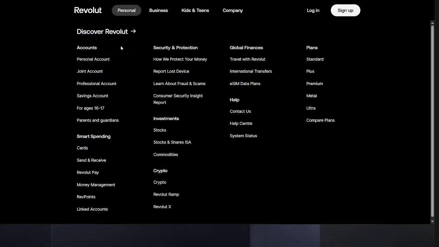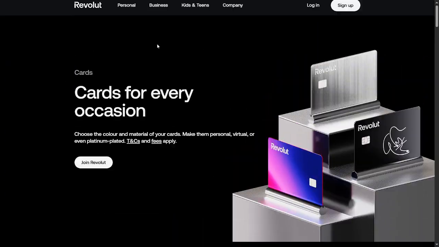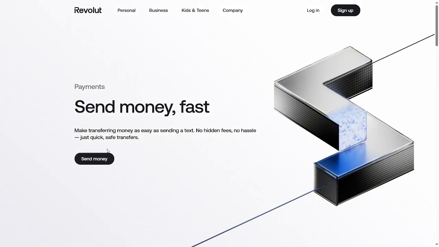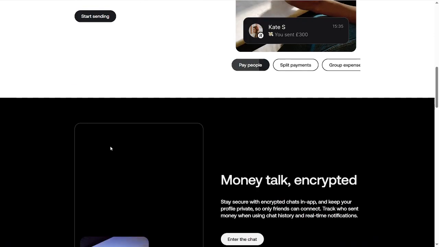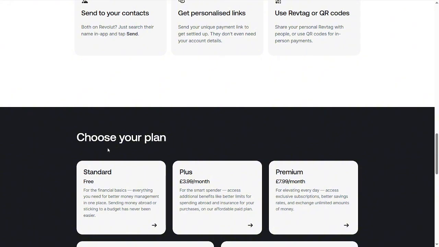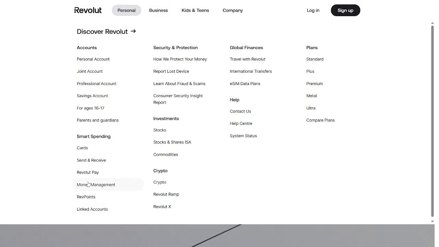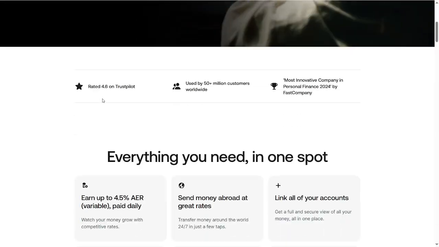Where Revolut really shines is team management. You can set spending limits, track expenses in real time, and approve or reject transactions instantly. That kind of control makes a big difference for companies with distributed teams or frequent travel. Revolut also offers built-in integrations with accounting software and tools like Slack, making it easier to tie finance and communication together.